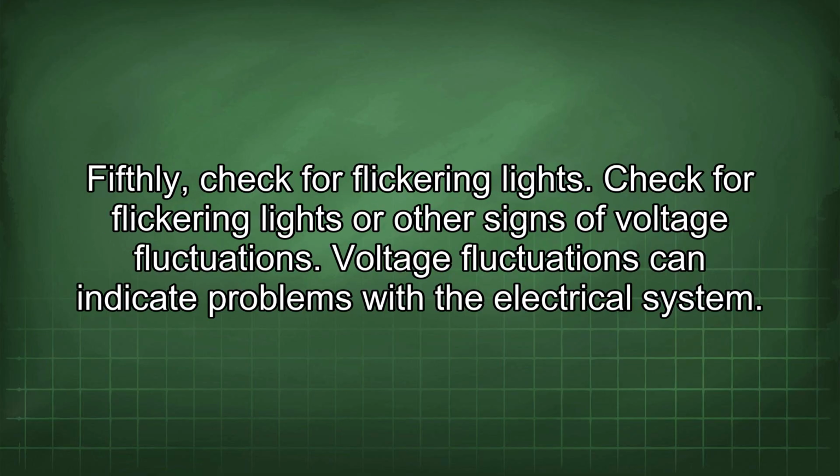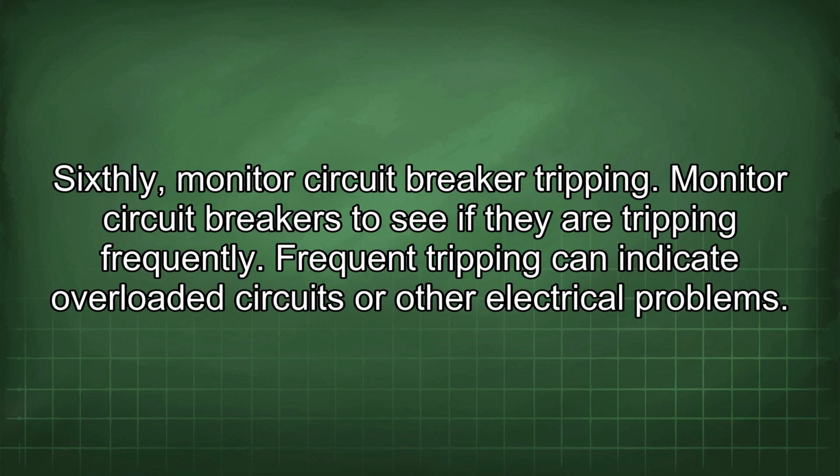Fifthly, check for flickering lights. Check for flickering lights or other signs of voltage fluctuations. Voltage fluctuations can indicate problems with the electrical system. Sixthly, monitor circuit breaker tripping. Monitor circuit breakers to see if they are tripping frequently. Frequent tripping can indicate overloaded circuits or other electrical problems.